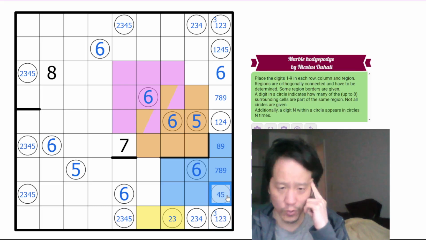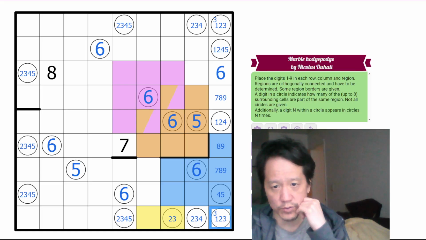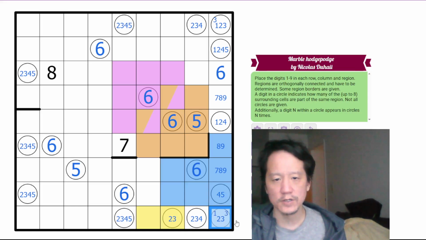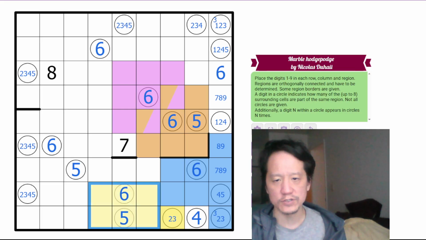If this is 4, we have 1, 2, 3. It cannot go down here. It would have to go here. So either way, this is blue also. And this sees at least 2. So we have a 2, 3, 2, 3 pair in row 9, which eliminates 2 and 3 in the rest of the row. Therefore, this is 4, which makes this a 5. This must be in the same region, so this is all yellow because it must connect it here.